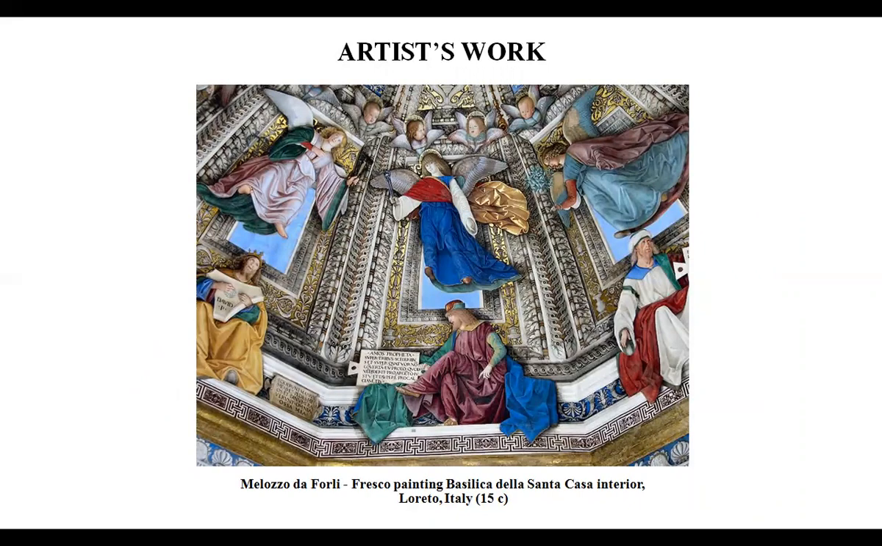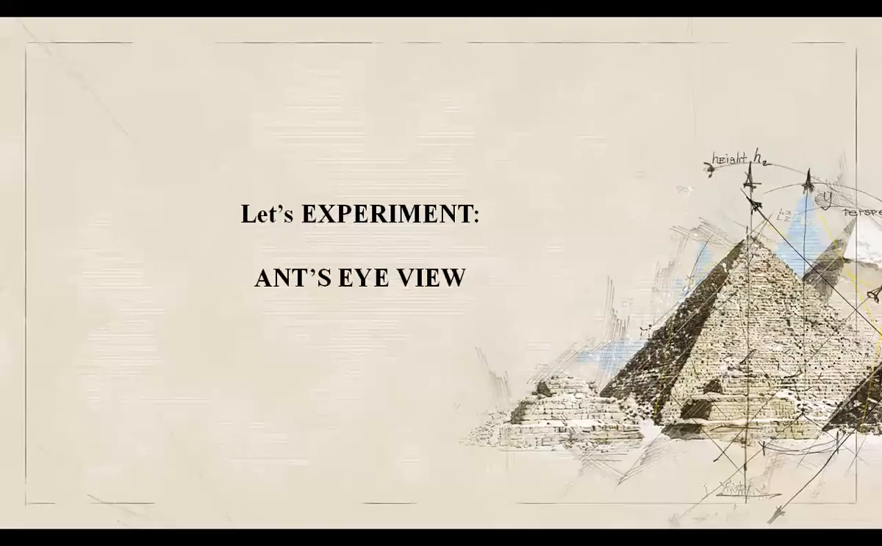Melozzo da Forlì, an Italian Renaissance painter and architect, was one of the great fresco artists of the 15th century, noted for his skilled use of illusionistic perspective and foreshortening in his artworks. Not only was perspective a way of showing depth, it was also a new method of composing a painting. Let us now learn how to draw a building in 3-point perspective from an ant's eye view.